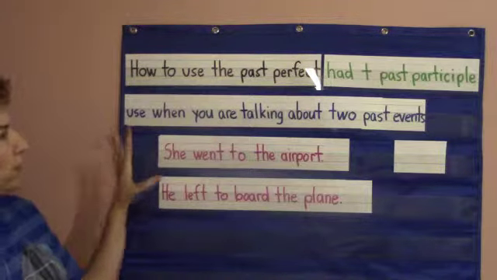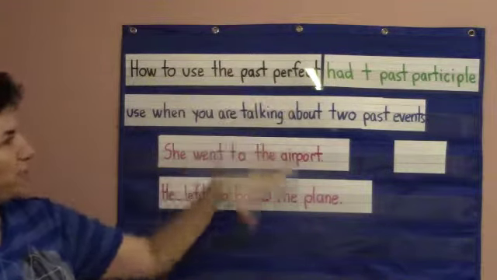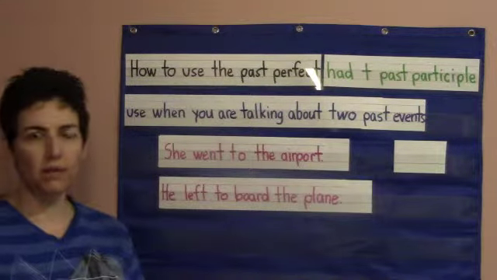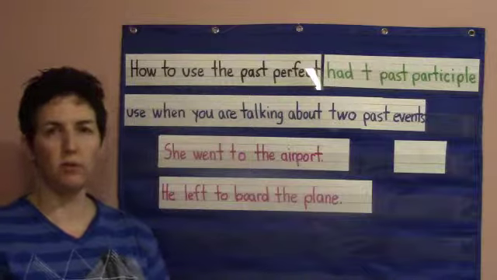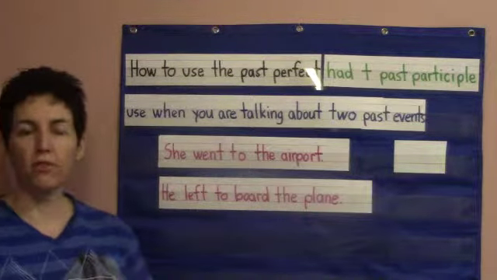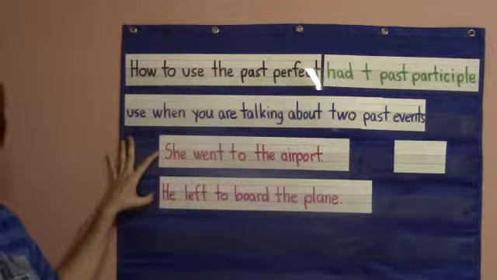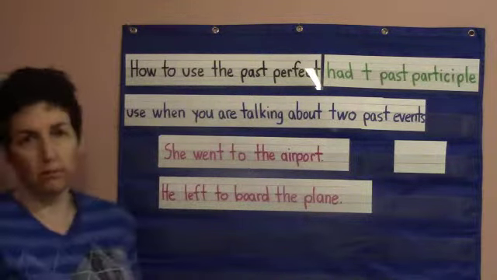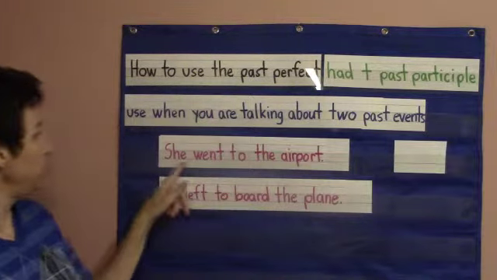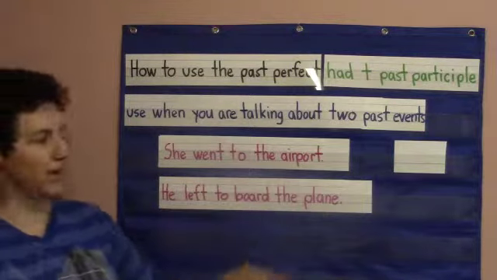Okay, so like I said, you want to use the past perfect when you're talking about two events and you want to be clear about which event happened first. So let's work through an example. So what I have up here are two sentences just in the simple past, okay? She went to the airport. He left to board the plane.